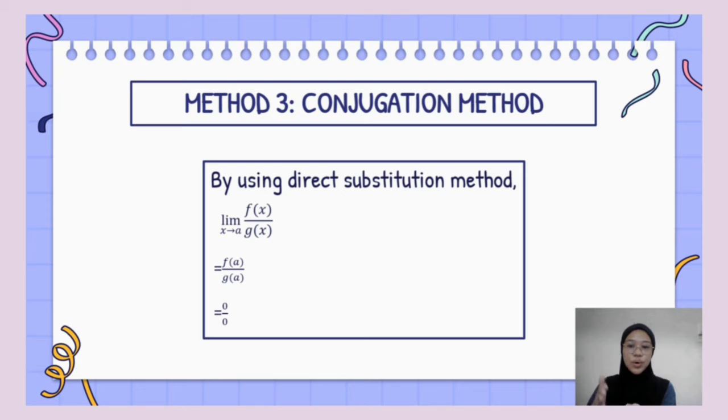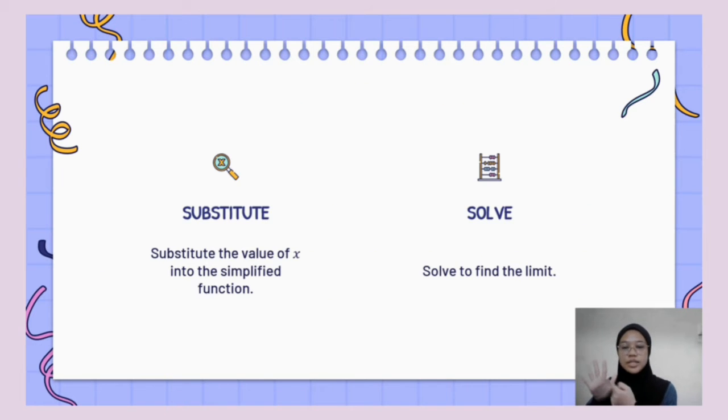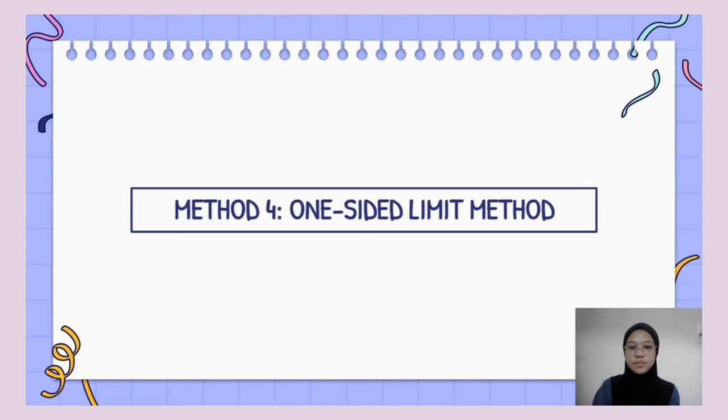If we get 0 over 0 as our answer by using the direct substitution method, then the other method that we can use is the third method, which is the conjugation method. There are 5 steps that we need to do. The steps are conjugate, expand, simplify, substitute, and solve.